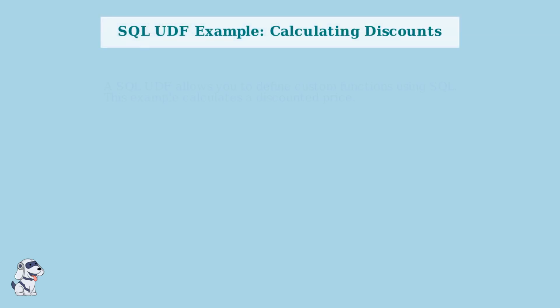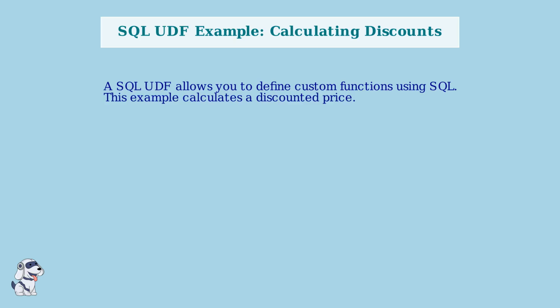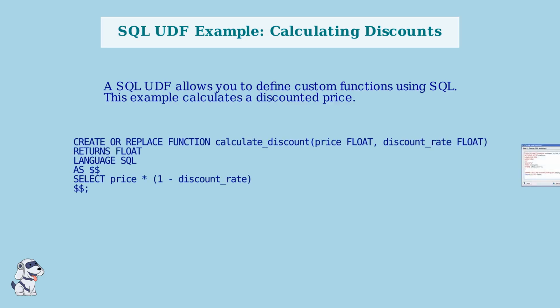Let's examine a practical SQL UDF example for calculating discounts. This function takes a price and discount rate as inputs and returns the discounted price using simple SQL arithmetic. Here is the create function statement. It defines a function named calculateDiscount that accepts two float parameters and returns a float value. The SQL logic multiplies the price by 1 minus the discount rate.